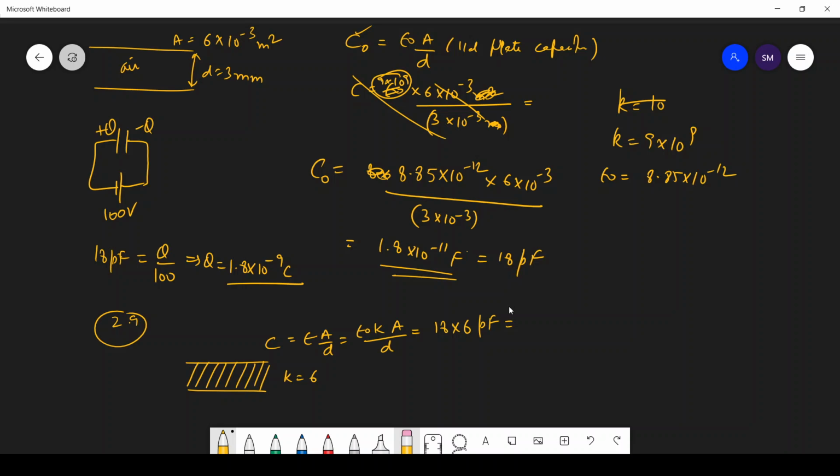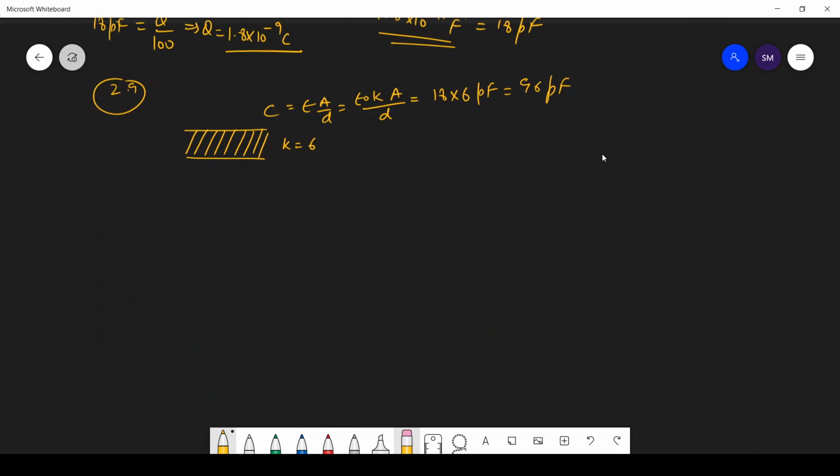Students, we need to find this when the voltage supply remains connected. So this will be the new capacitance. When the supply remains connected, 18 into 6, not 96, it is 108.